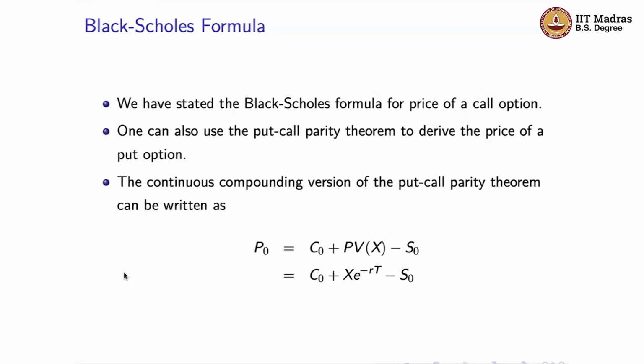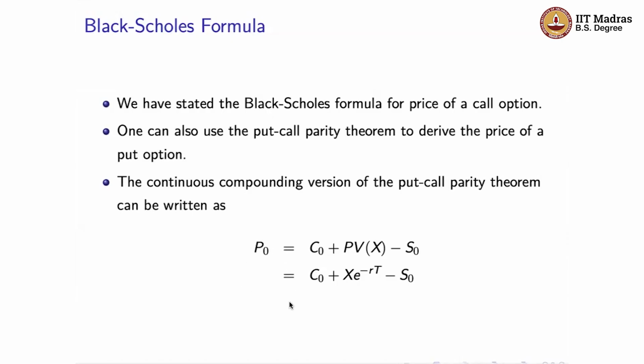So first is that you write down the continuous compounding version of the put call parity theorem, right? So remember the theorem basically had that P0 plus S0 was equal to C0 plus present value of X. So that's what we still have here. Now we are going to just move the S0 to the other side because we want to figure out what's the price of the put option.